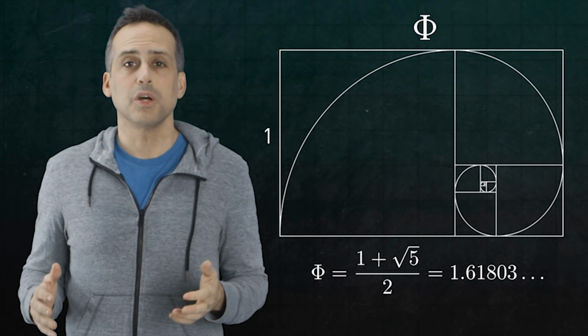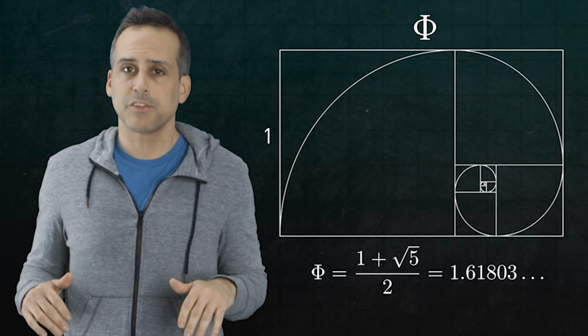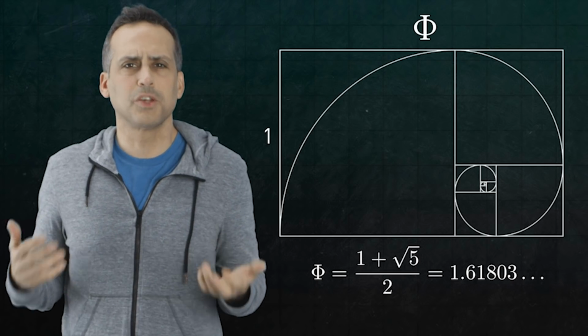This is the golden ratio, phi. It gets a lot of attention. But what about the silver ratio?